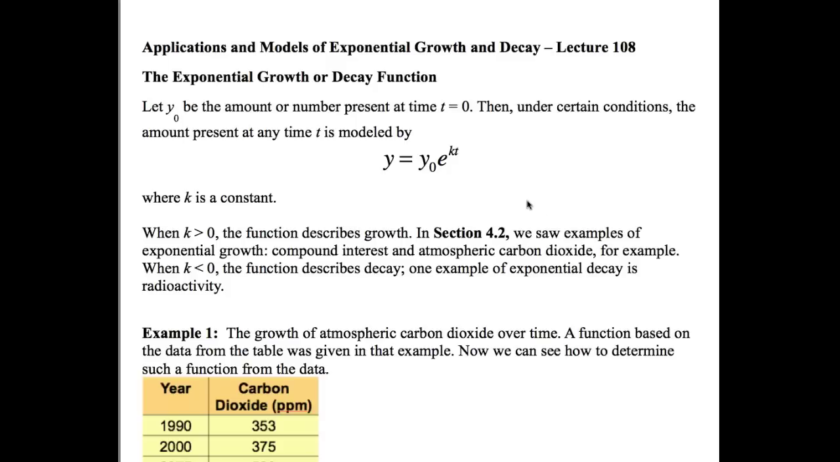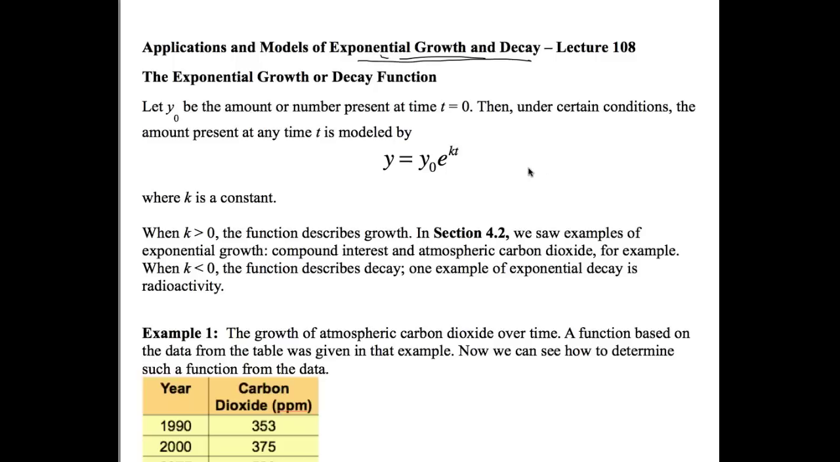In this lecture, we're going to look at some specific applications of the exponential function. The application is called exponential growth and decay. We have real-life scenarios which can be modeled by an exponential function, in which we see that the growth is actually proportional to the actual population that we're considering.